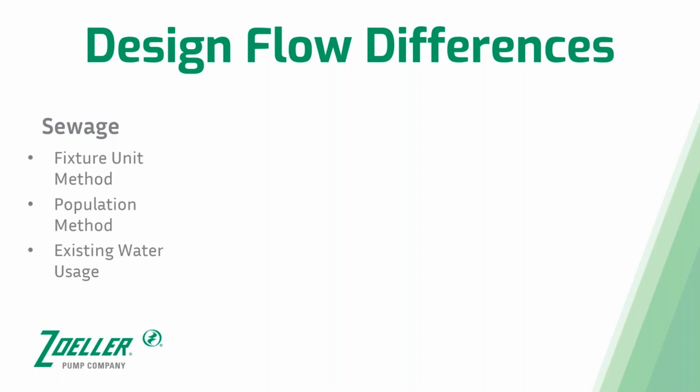I'm not going to go too in depth into these. The fixture unit method, though, is going to take into account various fixtures that are going to be supplying water to your pump station. So toilets, sinks, things of that nature. While the population method is going to consider the number of individuals that may be in a building at any given time based on a certain gallon per day value per individual. Whereas, again, that existing water usage method, you just need some sort of prior information in order to size off that properly.